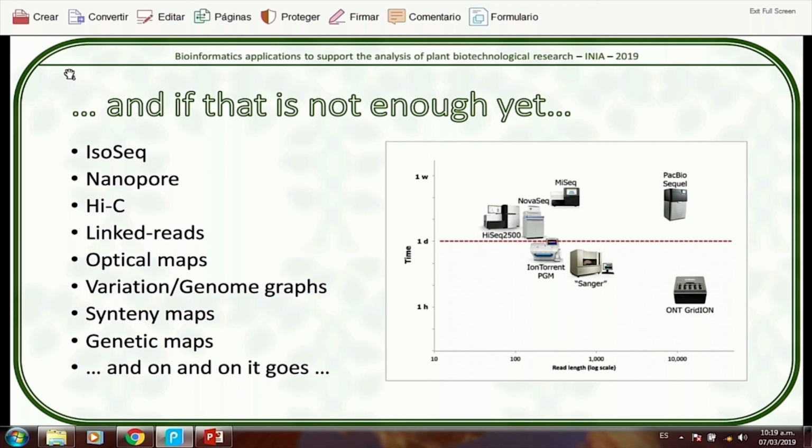And on it goes. This is just an example of the recent sequencing technology that we have developed in the last years, and their capabilities, their throughput, the cost, the time that it takes to produce data, etc. That's it from me at the moment.